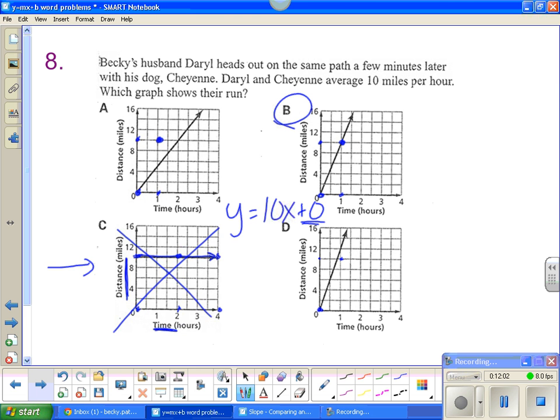So they can get a little tricky with how they're labeling their axis. So just make sure that you pay attention to how much value is in one block.